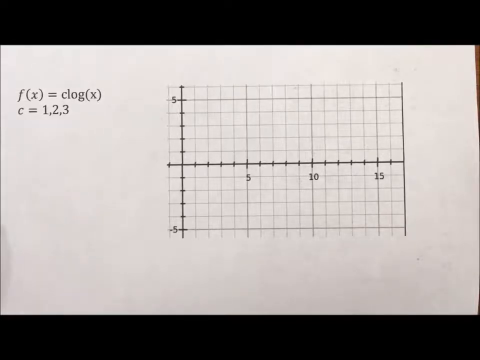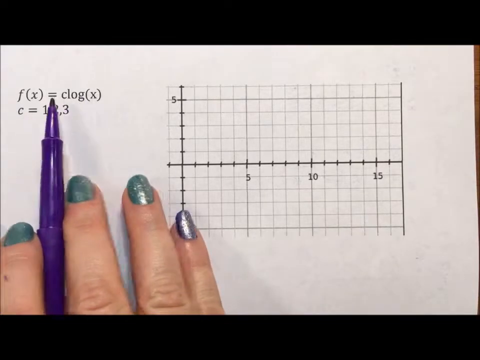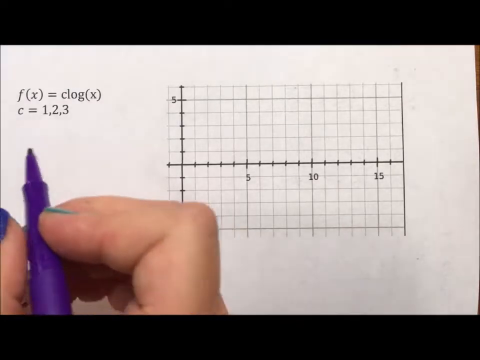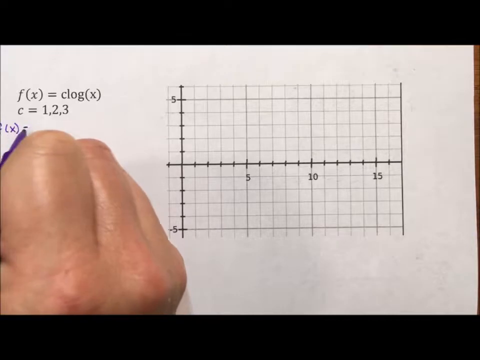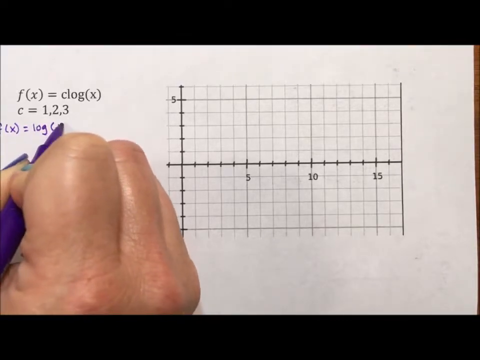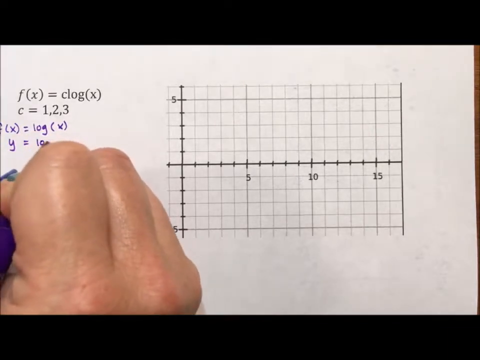Today I'm doing a series of videos on logarithmic functions, and specifically graphing and comparing what happens when you multiply your log by a number. So I'm going to start with c equals 1. In this case I have f of x equals log of x. Well, log without a number is base 10. I'm going to rewrite this as y equals log of x.